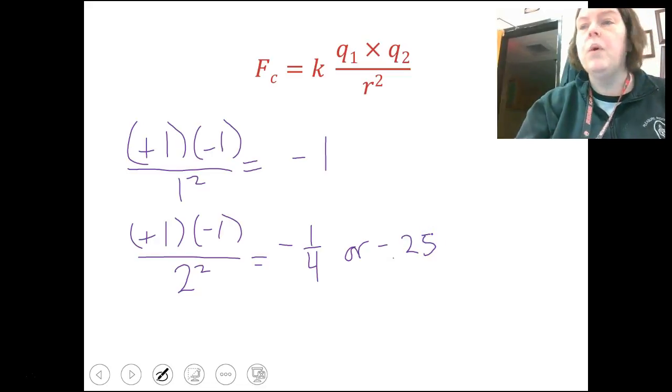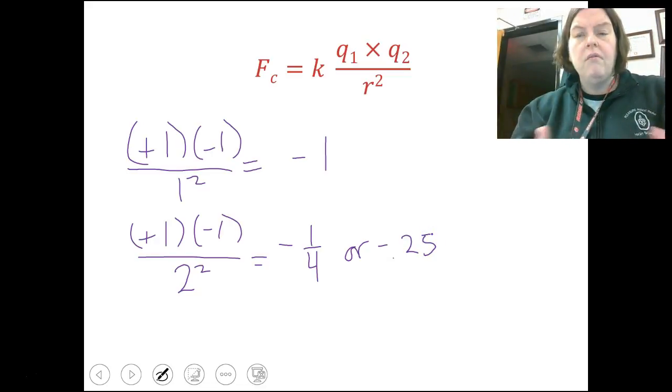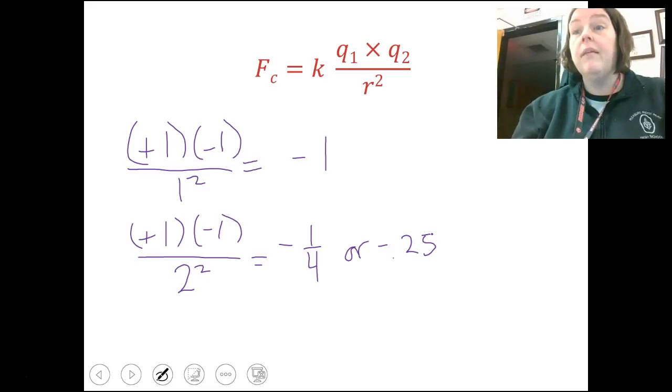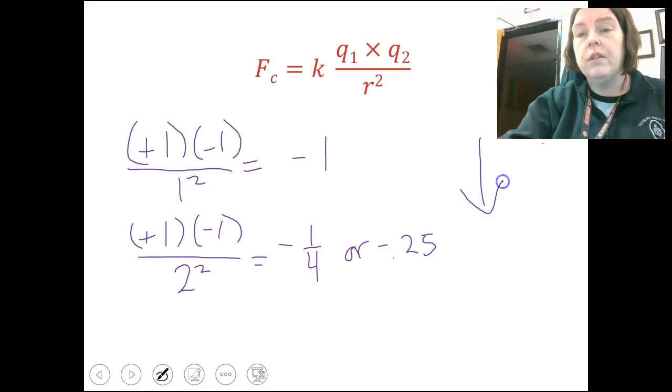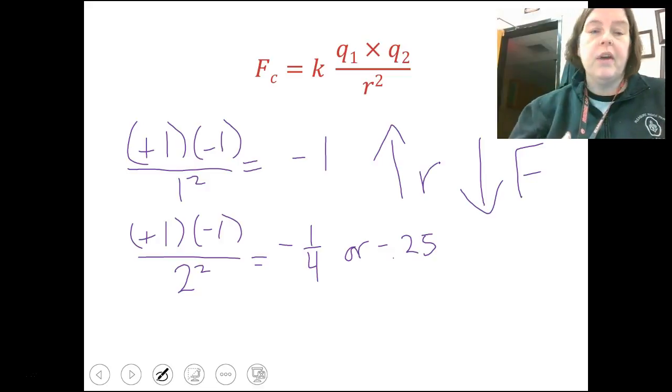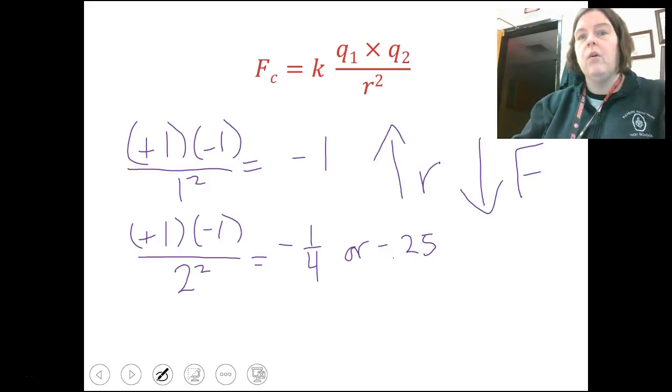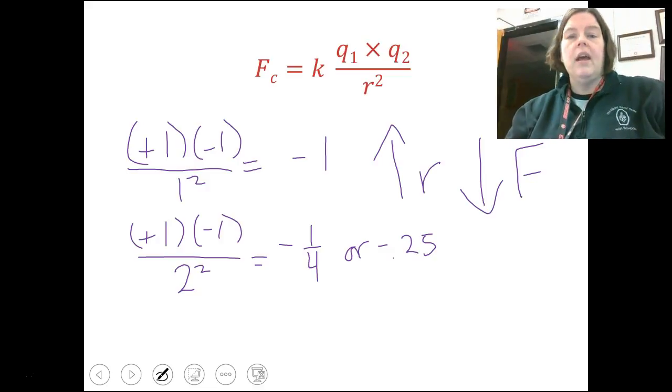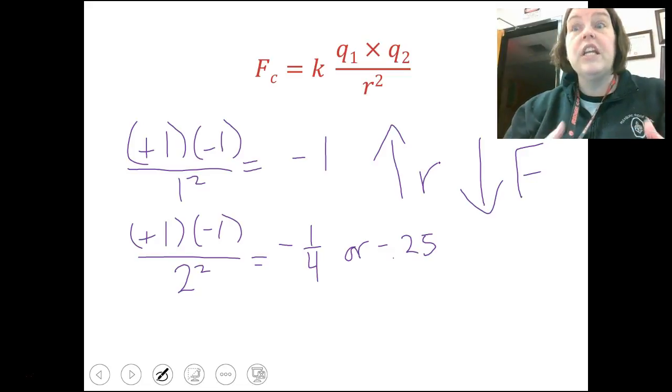So what happens when I get further away from that nucleus? The further away from the nucleus I get, the lower the force gets. So as the radius goes up, the force goes down. So we've got an indirect relationship there with radius and force. And we can see that that's the inverse. Remember the inverse proportionality. So we kind of see these numbers.